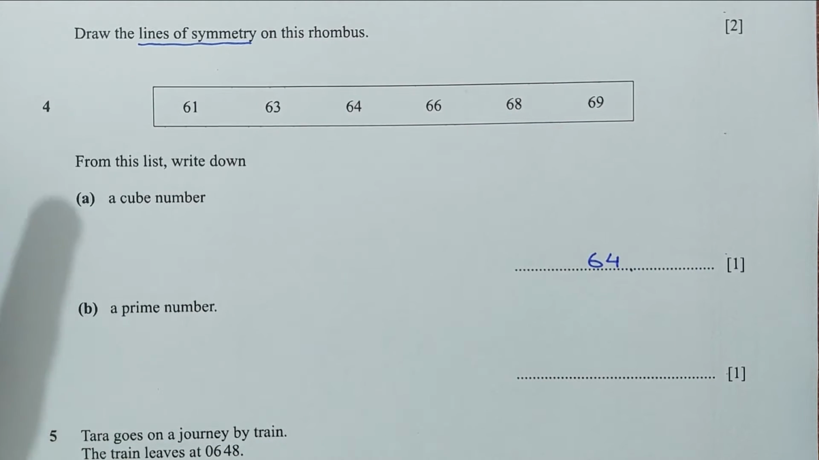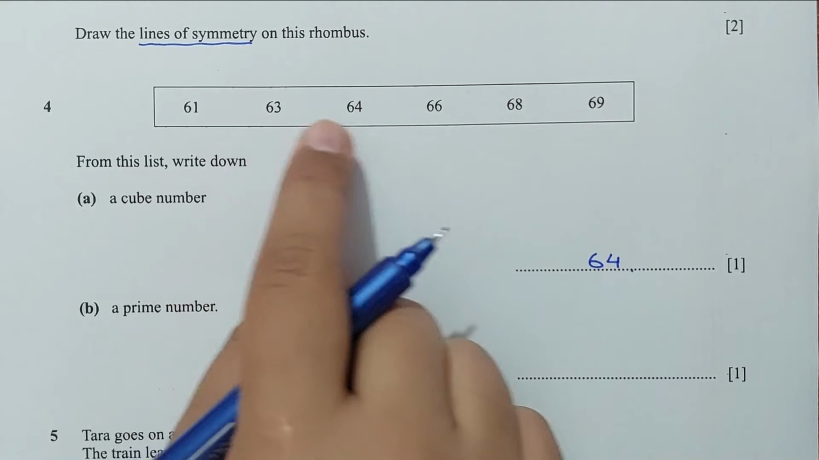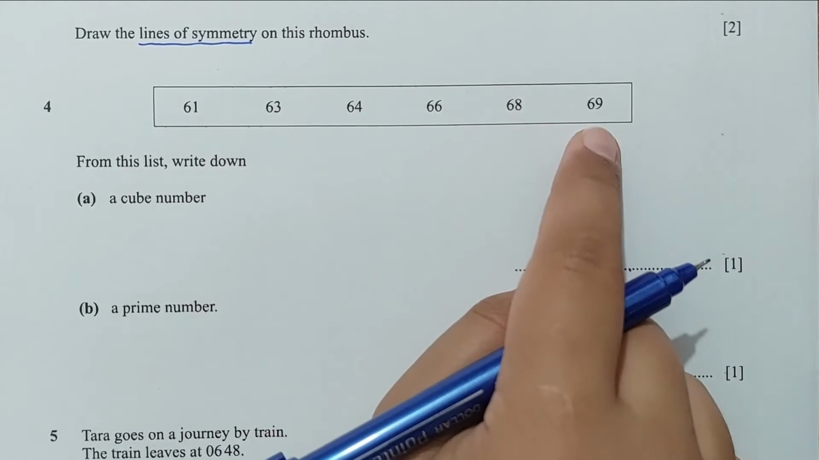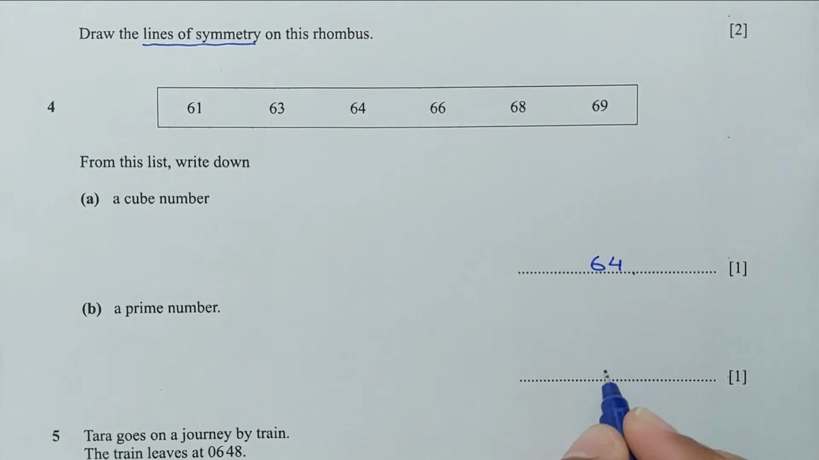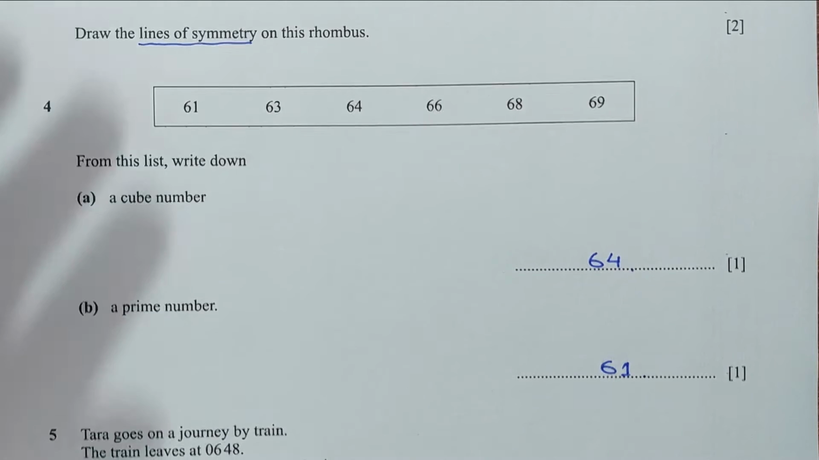Part B, a prime number. A prime number is a number that only has two factors, 1 and itself. So 63 is divisible by 7, 64 by 2, 2, 2, and this one by 3. So 61 is the only prime number. It is divisible by 1 and 61 itself.